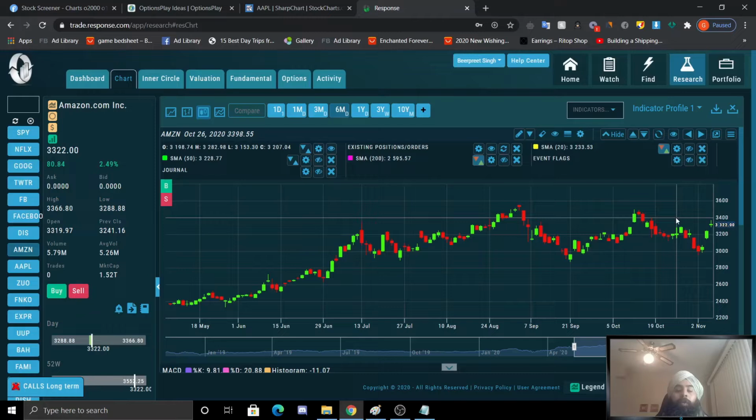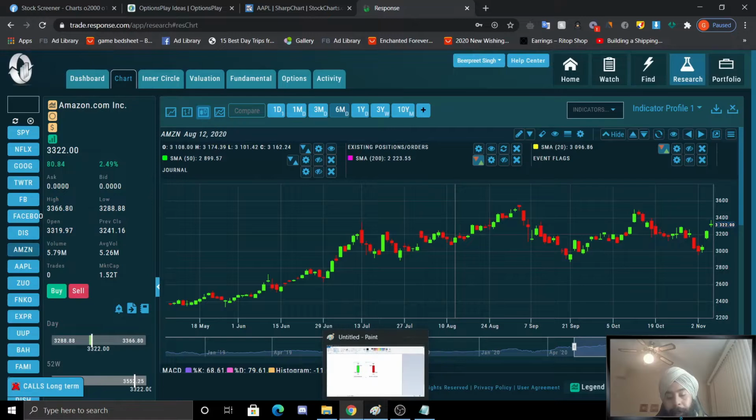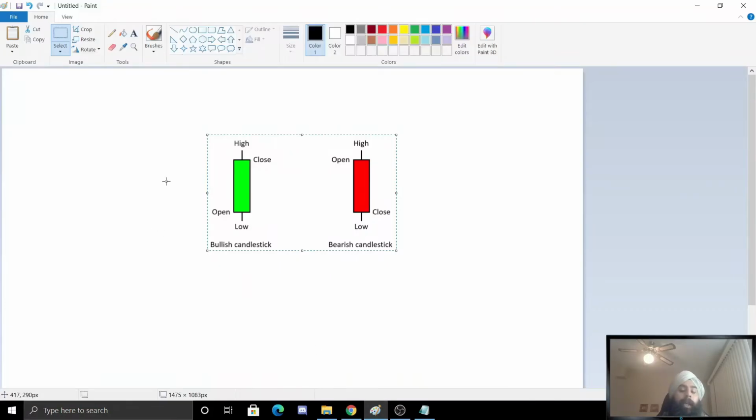Now, what do you mean by a candlestick? Let me explain. A candlestick chart consists of two kinds of candles. It is green and red, or it could be green or transparent, depending on the broker, you'll figure it out. So what is the difference between a green candle and a red candle?